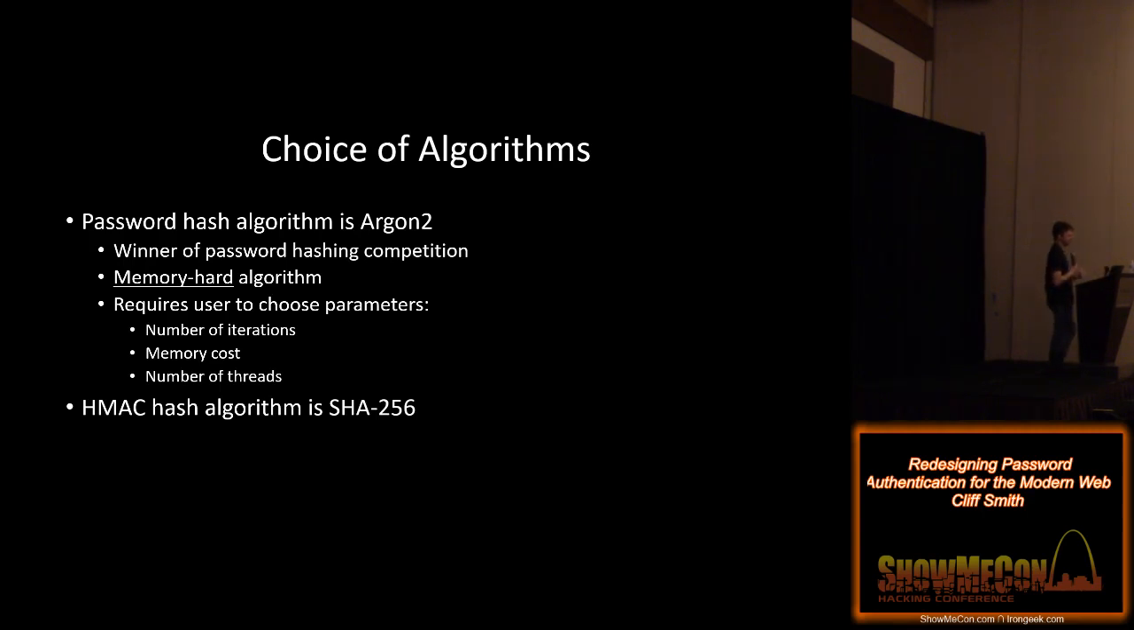How many iterations you're going to do in all of the magic that happens inside the box and arrow diagram, how much memory you want to force the authenticator to use, and how many threads are going to run at once.